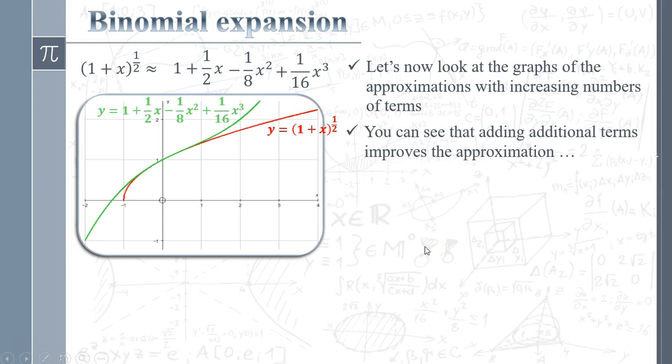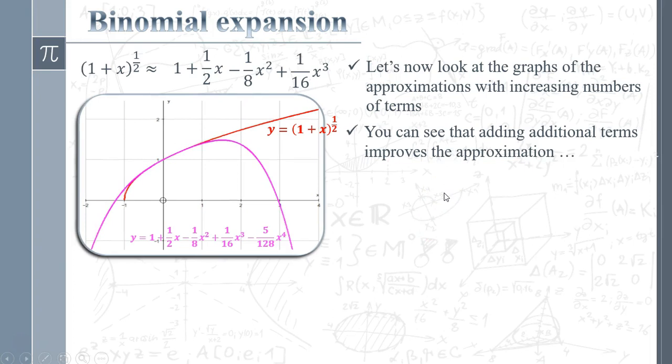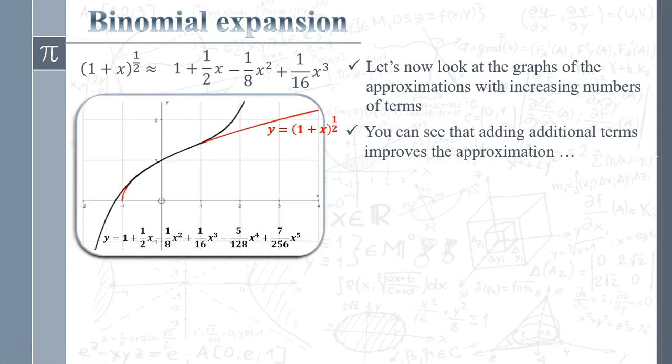So what we can see is that adding additional terms, each time the more terms we include, the more accurate our approximation gets, which is something we mentioned previously. And what I'm going to do now is, there's the power 4, so if I included an extra term there, and there's the power 5, and it's getting better and better.